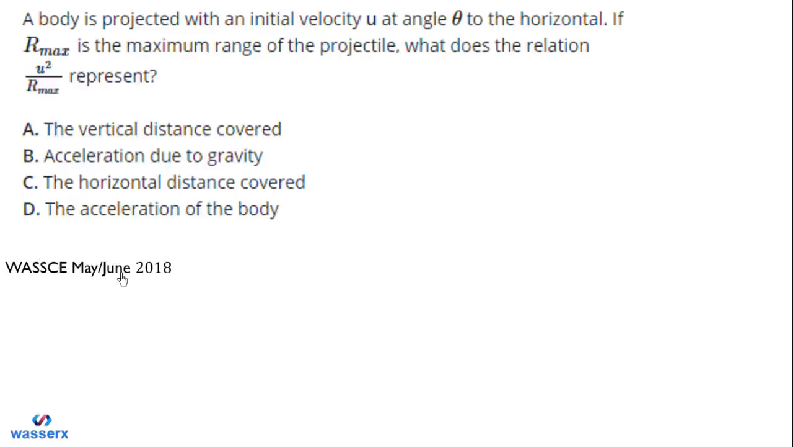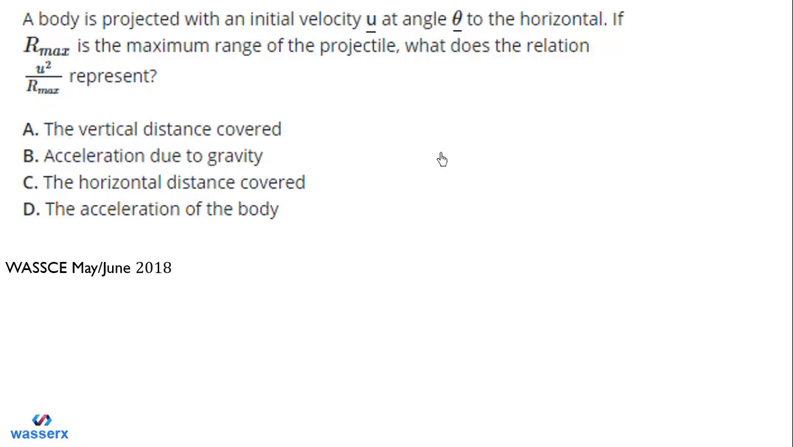This one is WAEC May June 2018. A body is projected with an initial velocity u at an angle theta to the horizontal. If R max is the maximum range of the projectile, what does the relation u squared over R max represent?